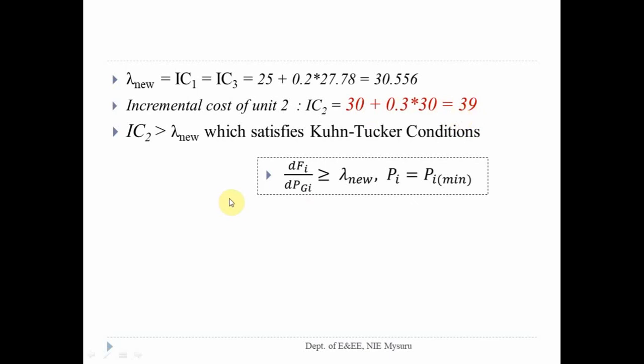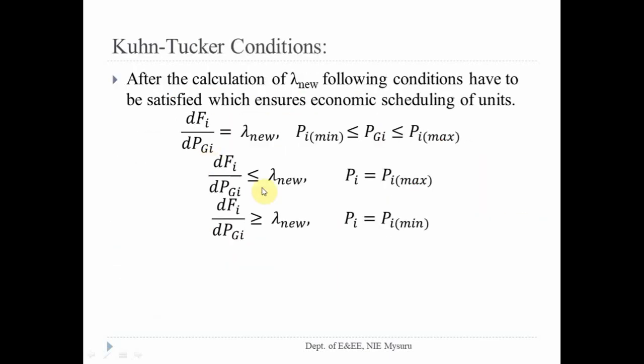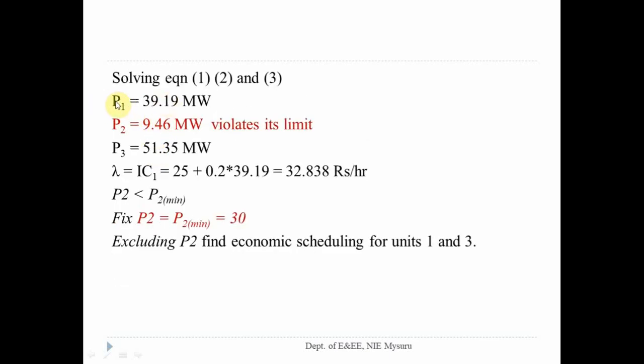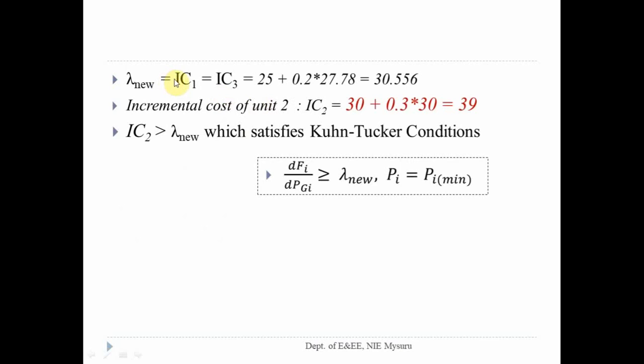As per the Kuhn-Tucker conditions, if we are fixing any generation to its minimum value, then its incremental cost should be greater than the new lambda value. You can clearly see here the incremental cost of unit 2 is greater than the new lambda value. So hence the Kuhn-Tucker condition is being followed. And for those two units which are not violating their limits, unit 1 and unit 3, the incremental cost will obviously remain the same, because we have used this particular expression to get the values of P1 and P3. So these values by default will remain the same.